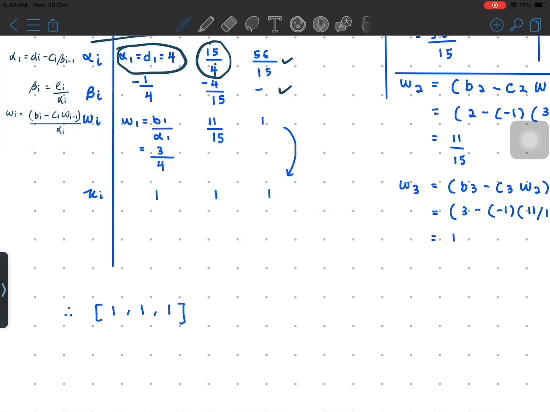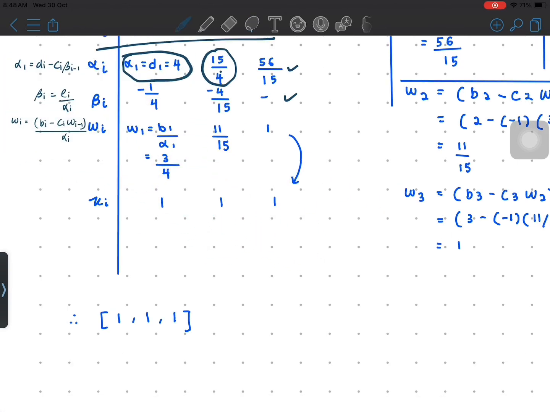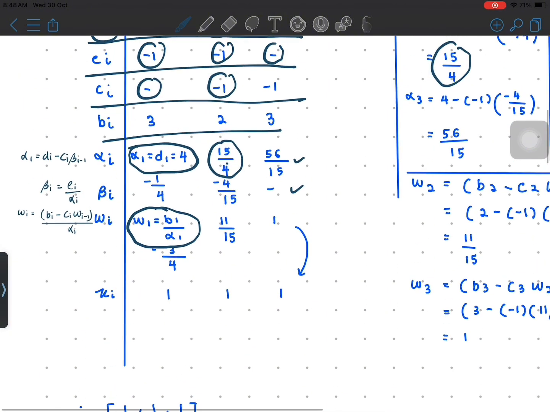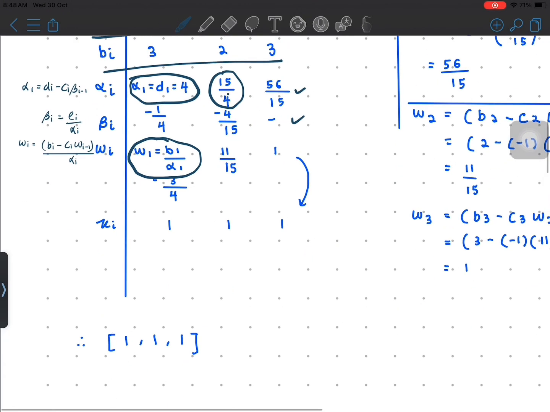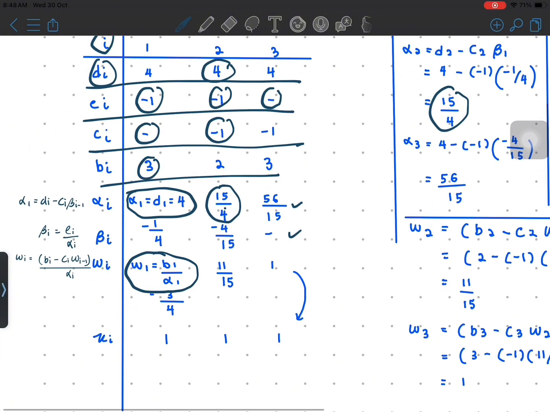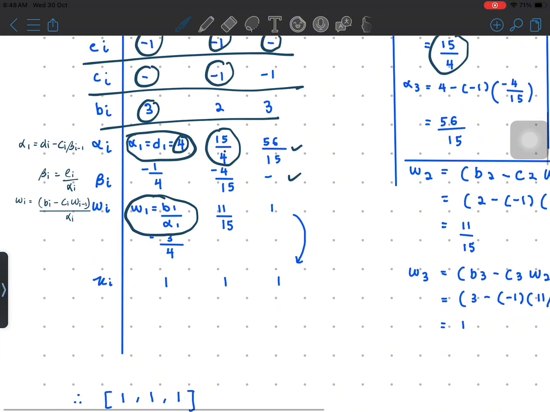Here, for the value of W1, since we don't have any value of C1, we can assume it as 0. Then we just come out with B1 over alpha 1. The value of B1 is 3, and the value of alpha 1 is 4, so we can just write 3 over 4. The same goes for W2 and also W3, just using the formula.